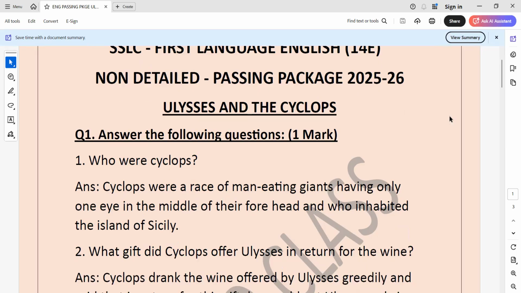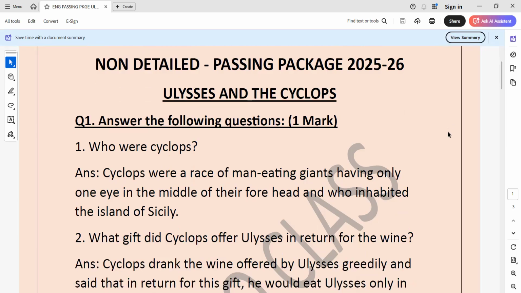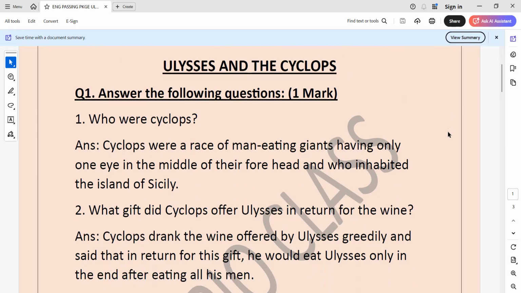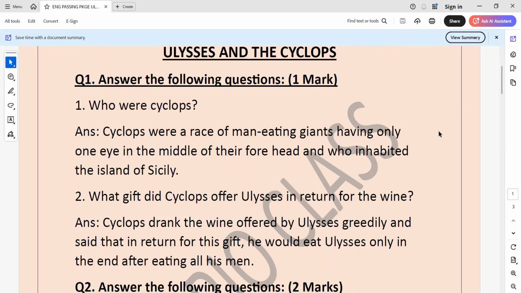So we have non-detailed chapter, Ulysses and the Cyclops. Under this chapter, let's go through the first main, that is 1 mark questions. First question, who were Cyclops? Answer, Cyclops were a race of man-eating giants having only one eye in the middle of their forehead and who inhabited in the island of Sicily.